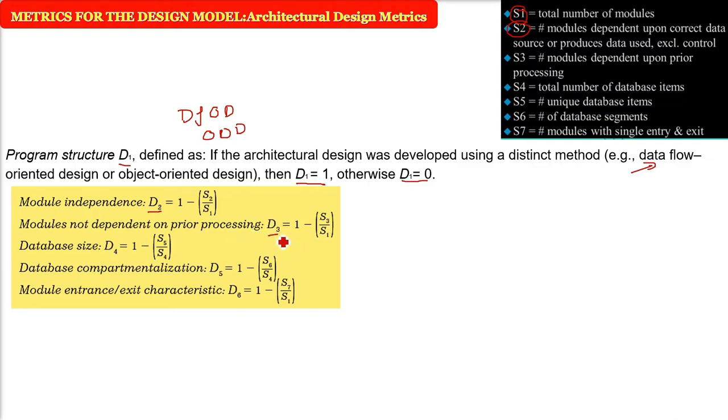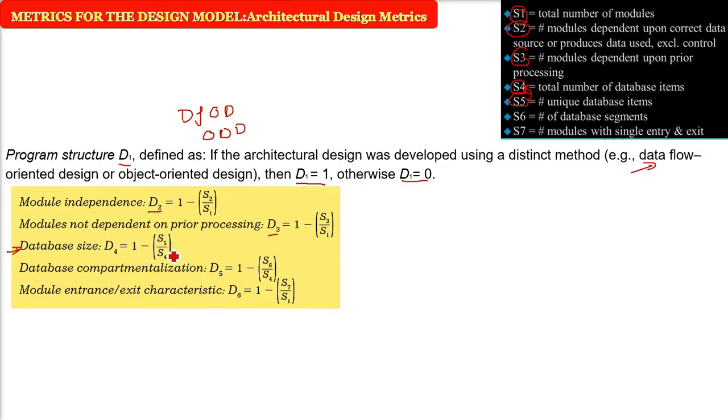So D3 equals 1 minus S3 by S1. So basically it's all probability things. So S3 by S1. Then the database size, S5 by S4. You compute it and then subtract it from 1. You get the database size.